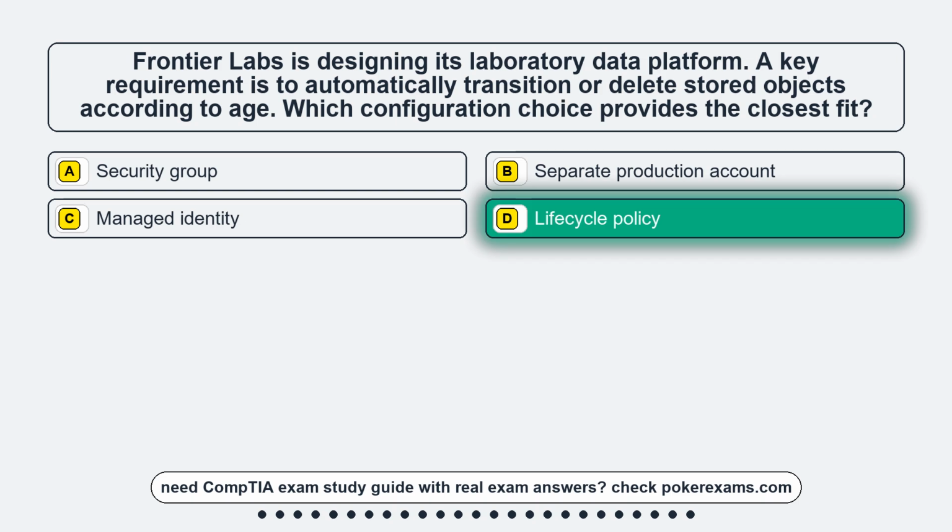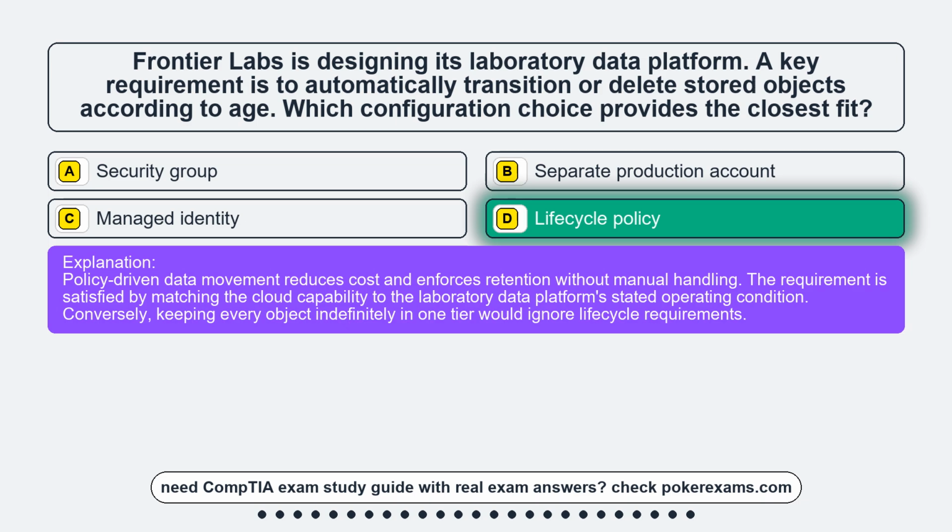The correct answer is option D, lifecycle policy. Policy-driven data movement reduces cost and enforces retention without manual handling. The requirement is satisfied by matching the cloud capability to the laboratory data platform's stated operating condition. Conversely, keeping every object indefinitely in one tier would ignore lifecycle requirements.